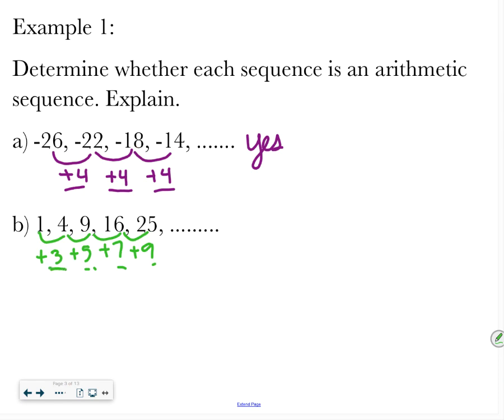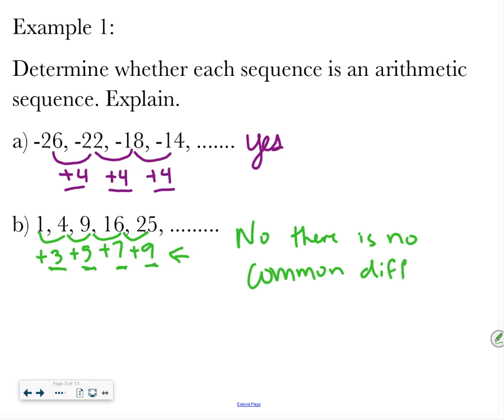If my common difference is changing by 2 each time? No. It's only arithmetic if the numbers down here are the same. So we'd say no, there is no common difference. And that would be our answer.